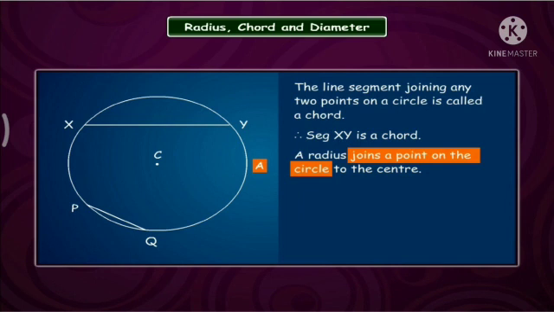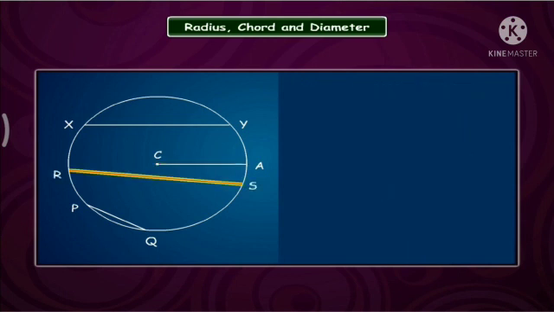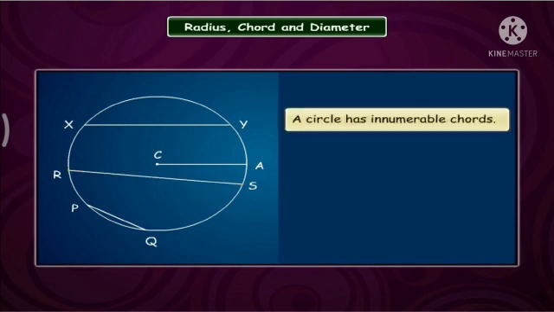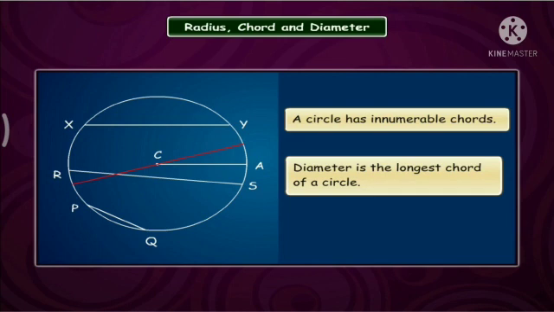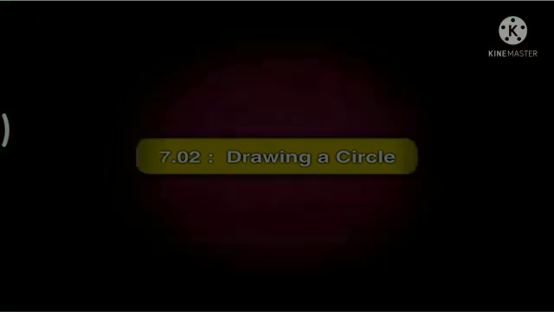Clear? Now here a radius joins a point on a circle to the center. So here your radius can never be a chord. Clear? So students, you can draw innumerable chords in your circle. Clear? Diameter is the longest chord of your circle. Clear, students? Now further we will see drawing a circle.